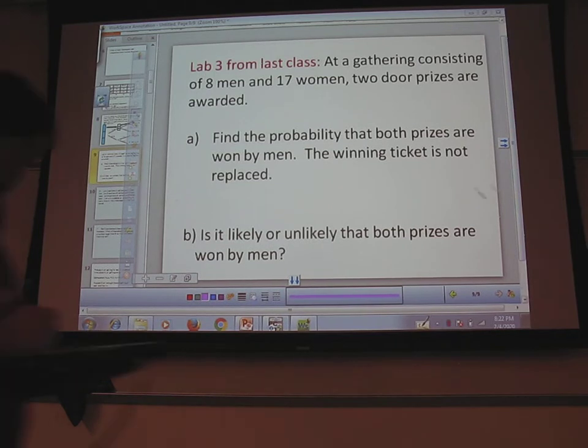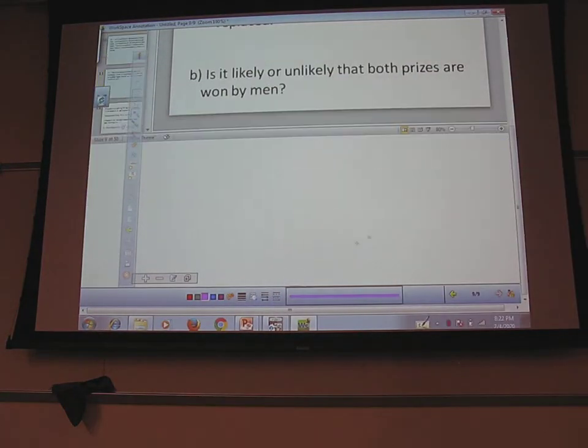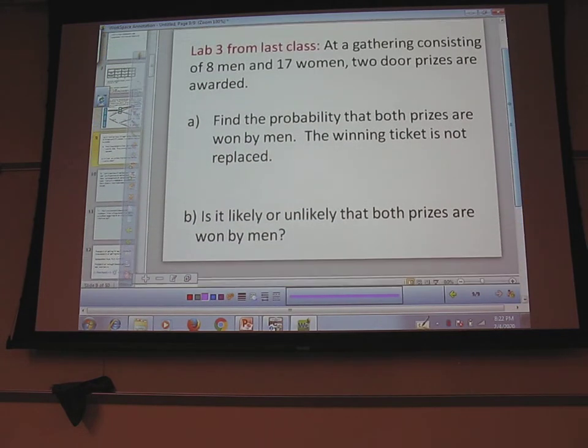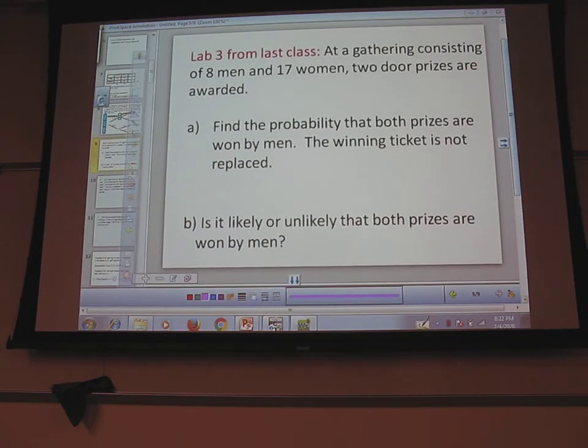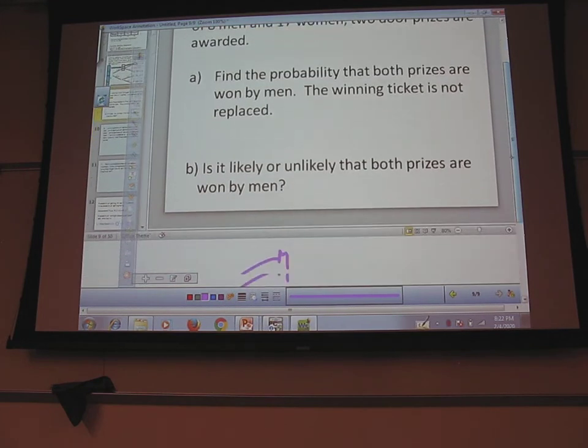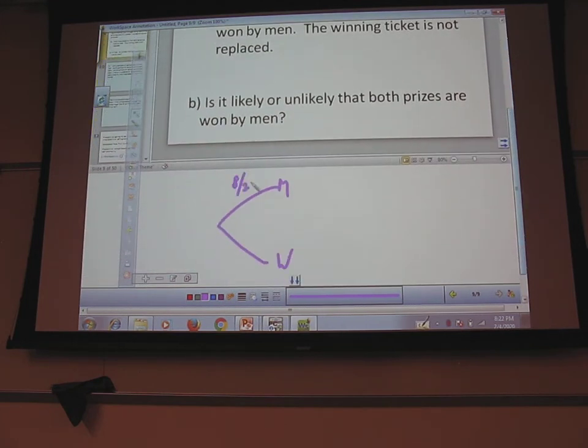Let me just draw a tree, because I like drawing trees. And you guys should all get practice drawing trees, because you're going to need to know how to draw them for the exam. So here, you can pick a man or a woman. How many men are there? 8 out of 25. So the probability of picking a man is 8 out of 25. Woman is 17 out of 25.